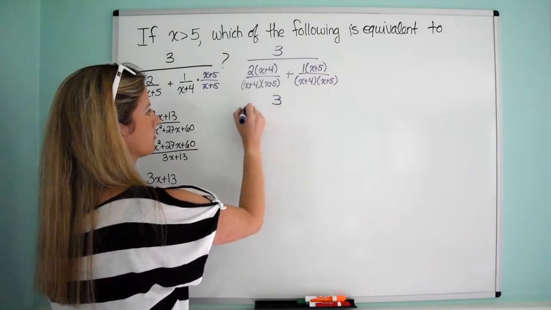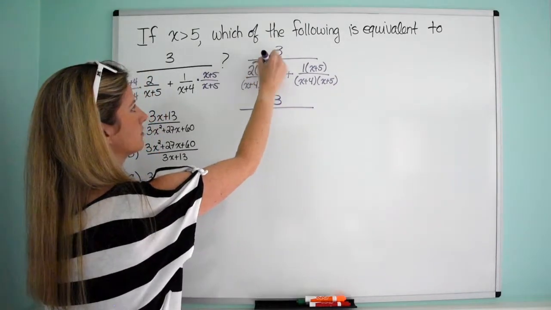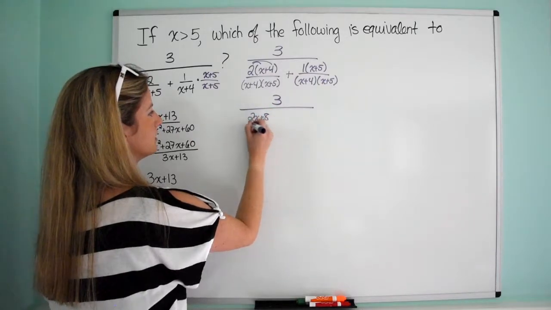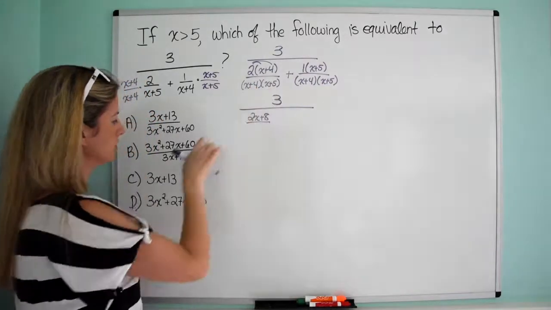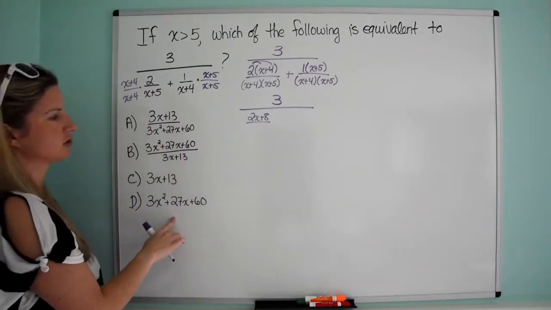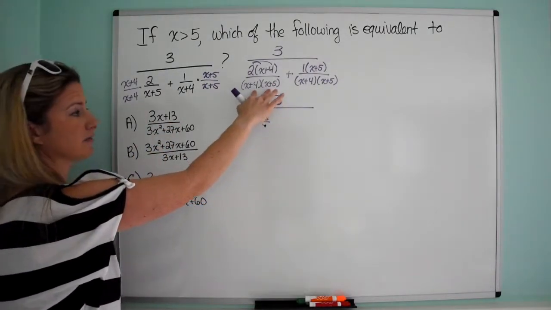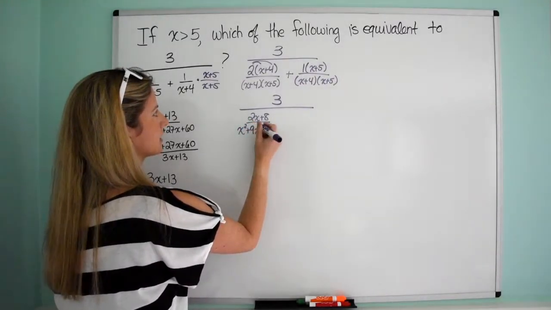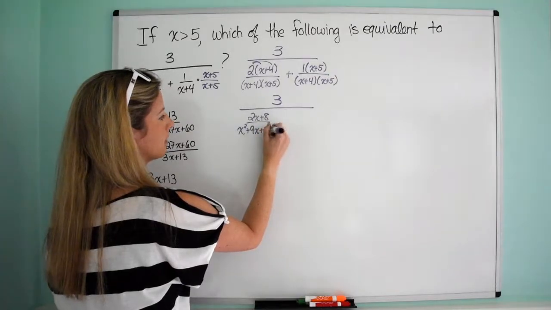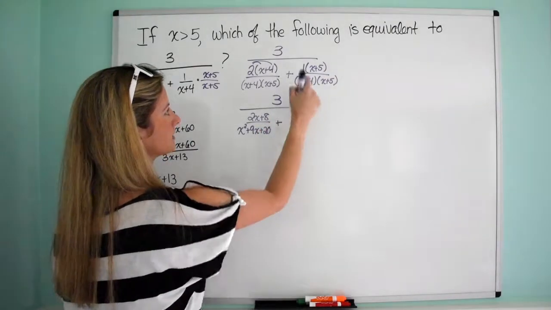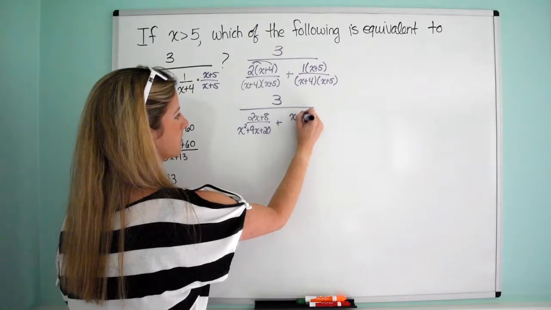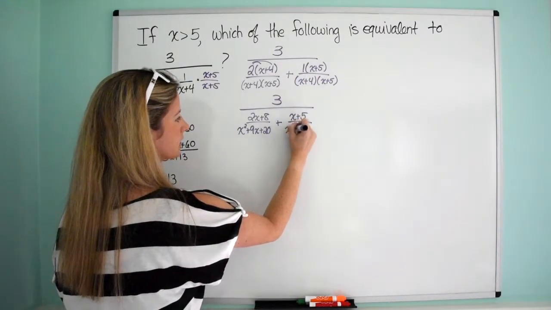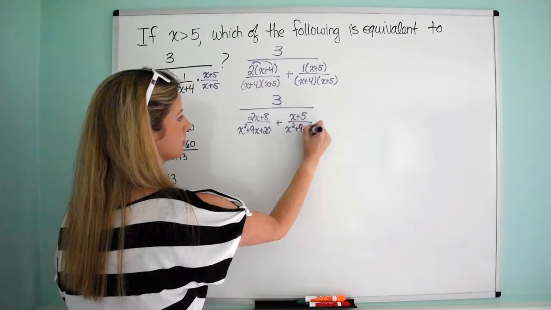Again, I'm still with 3 over. I'm going to distribute that in, and I get 2x plus 8 over, and then let's multiply this through, only because I don't see any binomials in my answer choices. So eventually I'm going to have to multiply that through. That's going to be x squared plus 9x plus 20. Perfect. And then plus x plus 5, since it's times 1, over the same denominator, x squared plus 9x plus 20.